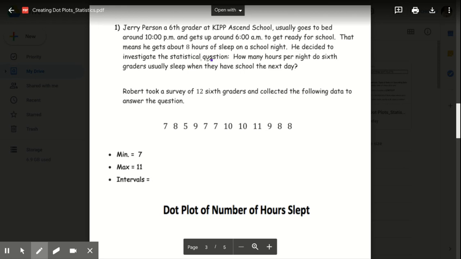He decided to investigate statistical questions. How many hours per night do 6th graders usually sleep when they have school the next day? This is wrong. It should say Jerry here. Okay, let's put a J for Jerry.